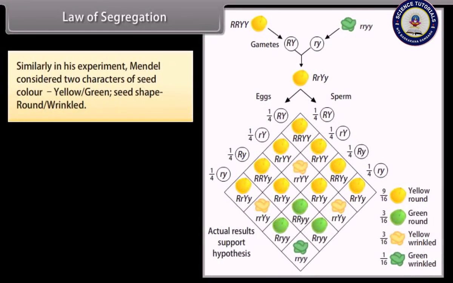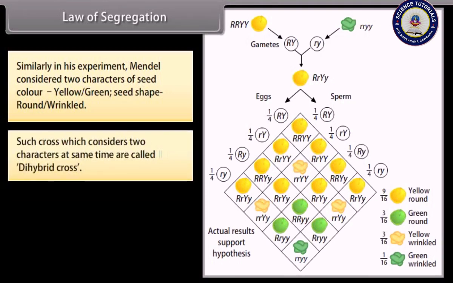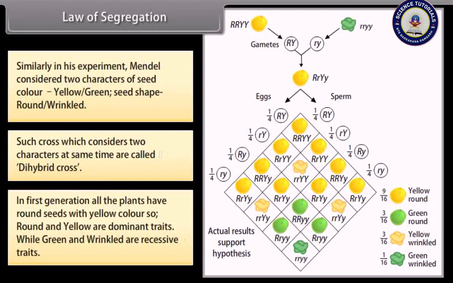Similarly, in his experiment, Mendel considered two characters of seed color, yellow, green, seed shape, round, wrinkled. Such cross which considers two characters at the same time is called dihybrid cross. In first generation, all the plants have round seeds with yellow color. So, round and yellow are dominant traits, while green and wrinkled are recessive traits.